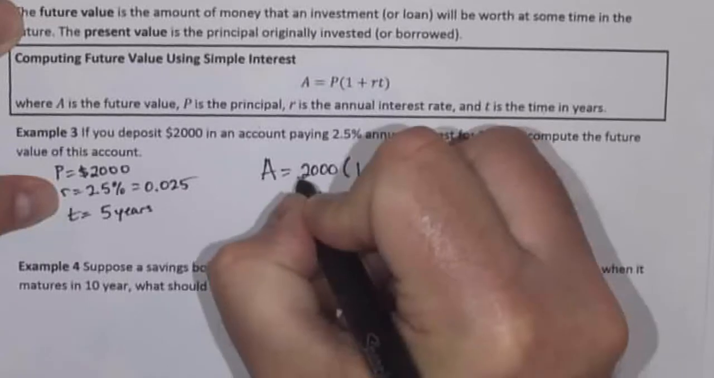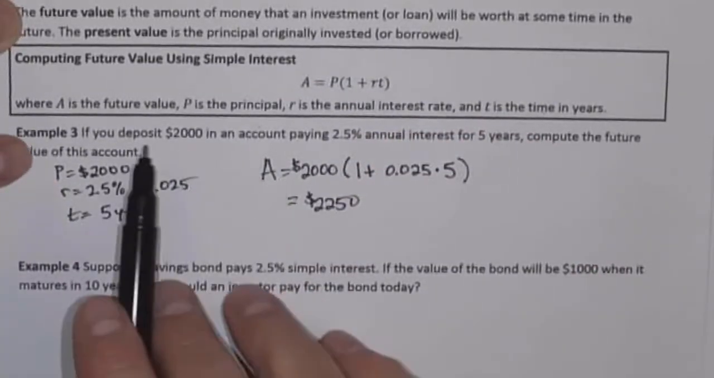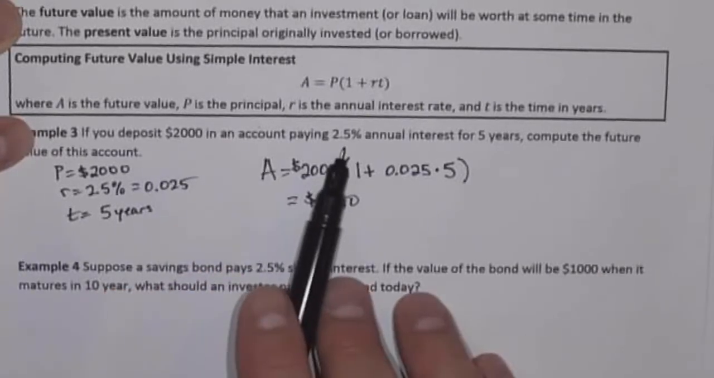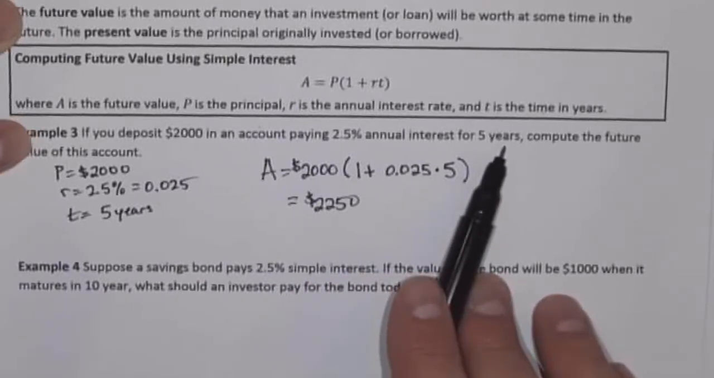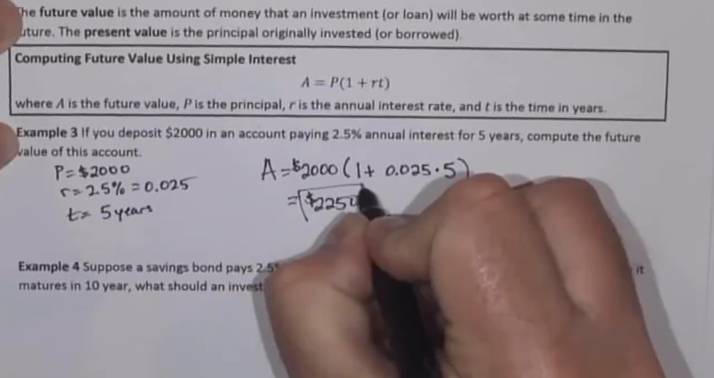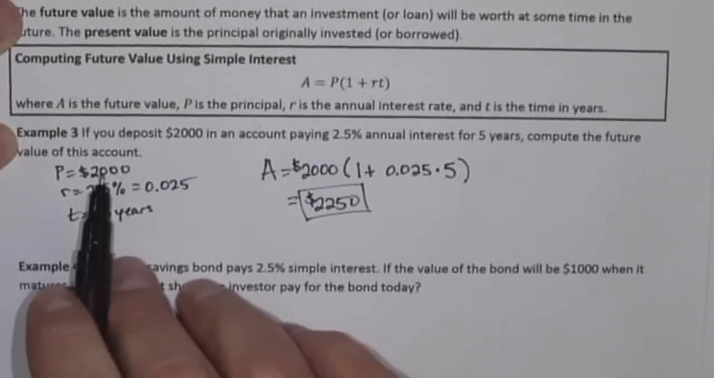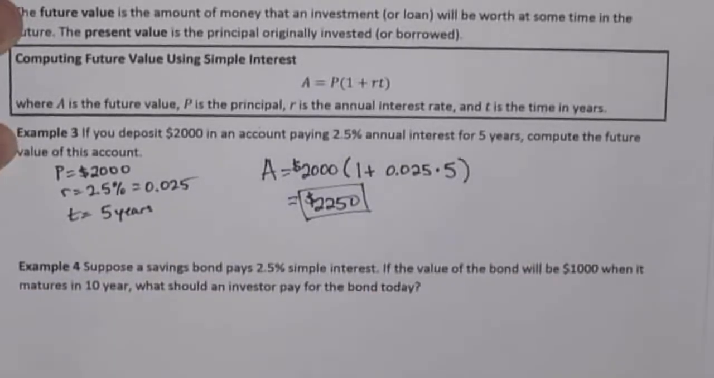Now that is dollars because it was $2,000 that we have right here. So if I deposit $2,000 in an account that pays 2.5% annual interest, and if I leave it there for 5 years, at the end of the 5 years, that will be worth $2,250. So my $2,000 will have grown to be $2,250 after the 5 years are up.